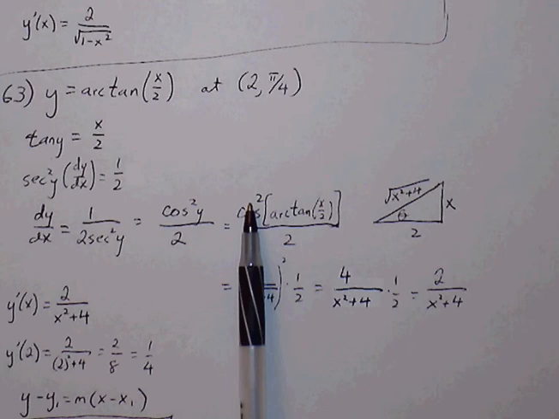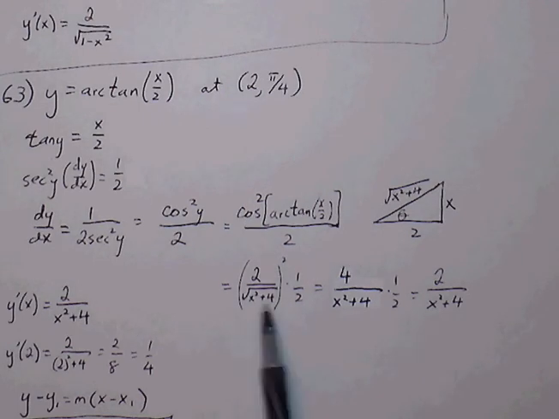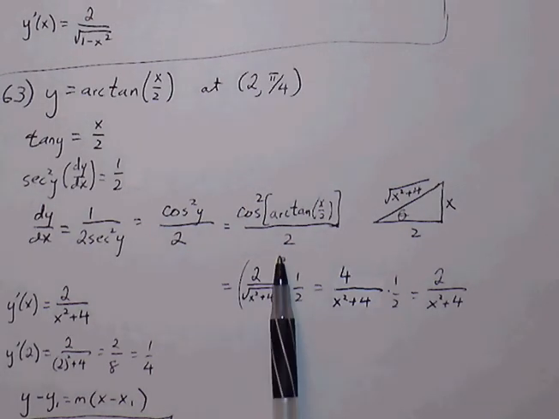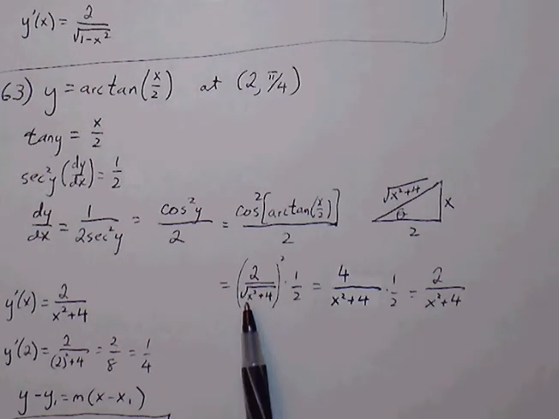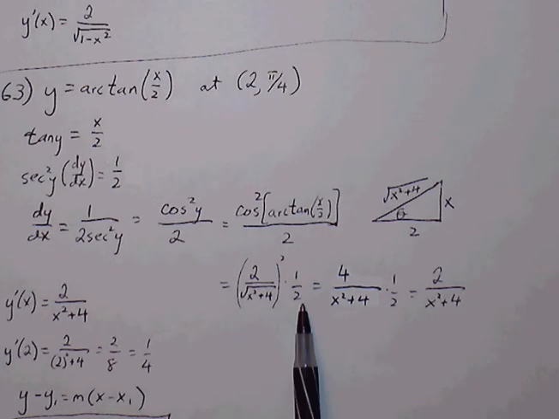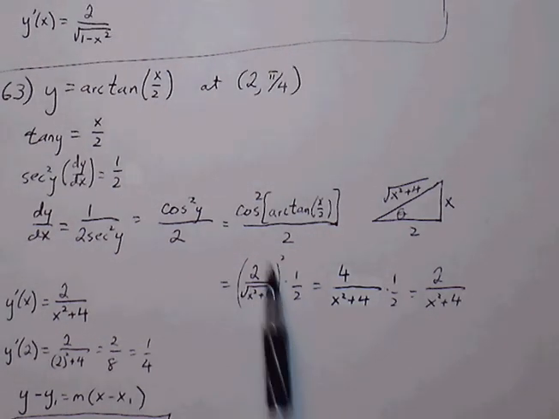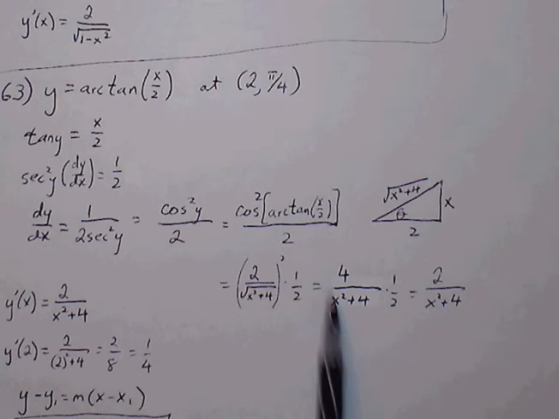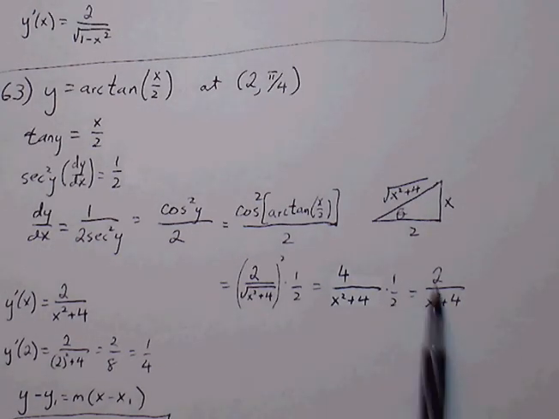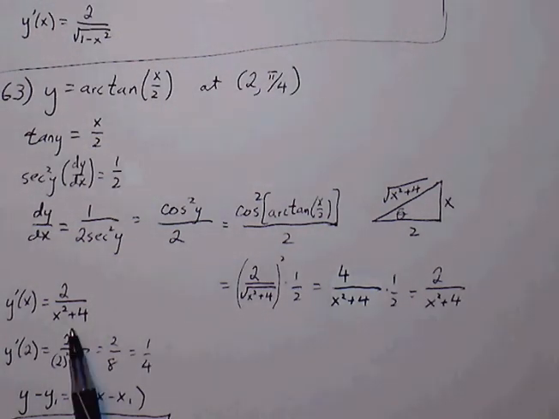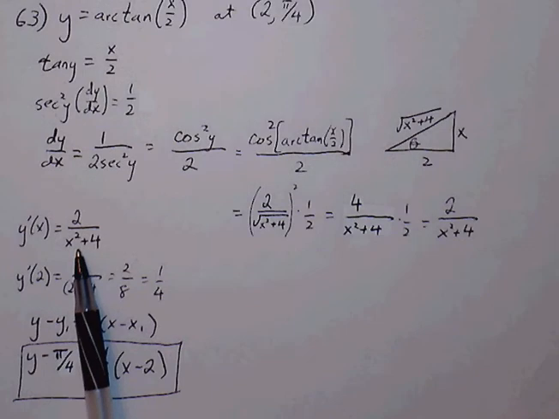But remember, this is cosine squared, so we got to square this ratio here, times 1/2. I'm just bringing this 2 out to a different fraction here. So I can isolate these two different steps. I'm going to square my fraction here, so 4 over x squared plus 4 times 1/2. The 2 and 4 cancel out, leaving us with 2 over x squared plus 4. All this step is just to get to the derivative. Once we have our derivative, then we can find the slope.